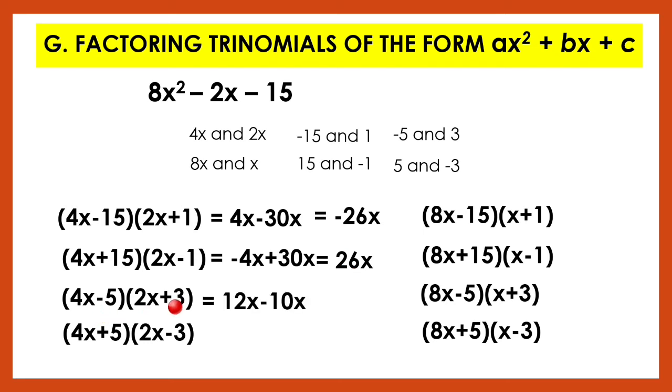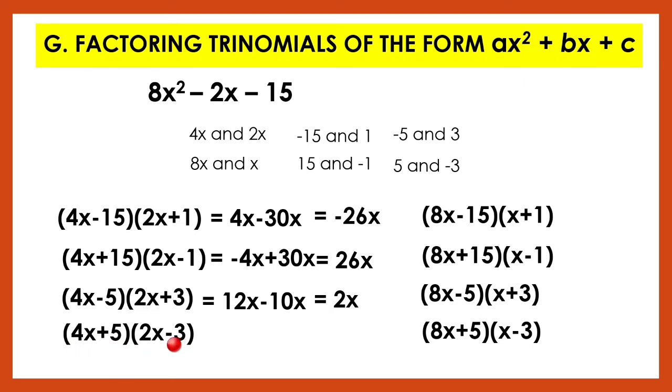4x times 3, that is 12x. Negative 5 times 2x, negative 10x. 12x minus 10x is 2x. So, iba pa rin. Negative 2x to. Ito naman ay positive 2x. Let's try the other one.